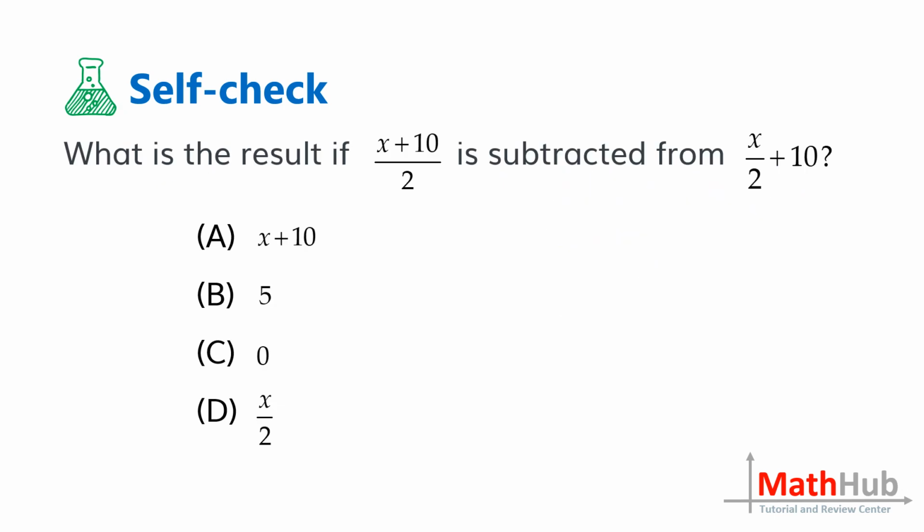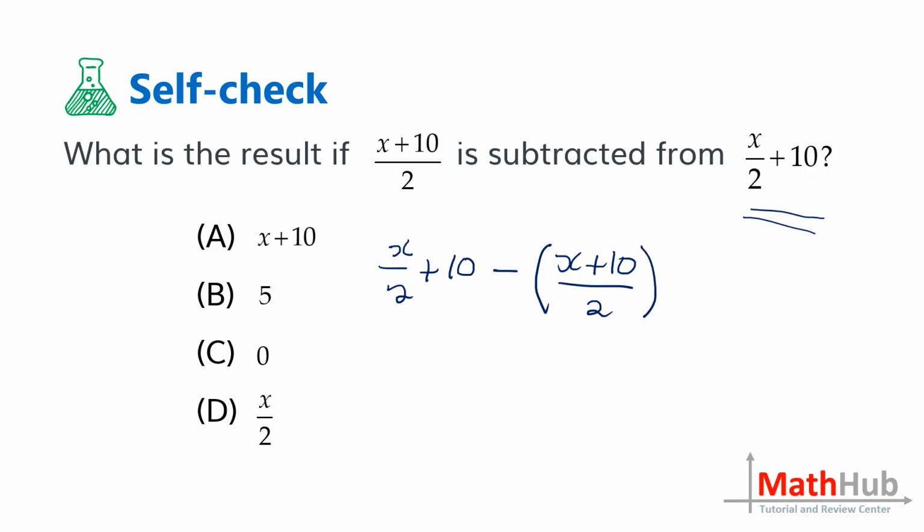Next, what is the result if (x plus 10) over 2 is subtracted from x over 2 plus 10? Take note of this phrase there, subtracted from. So meaning to say, when we perform subtraction, where will we start? We start with the phrase after from. So this is simply x over 2 plus 10. We start with that. Minus the entire (x plus 10) over 2. Okay?